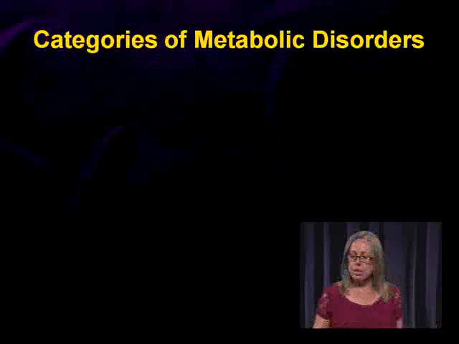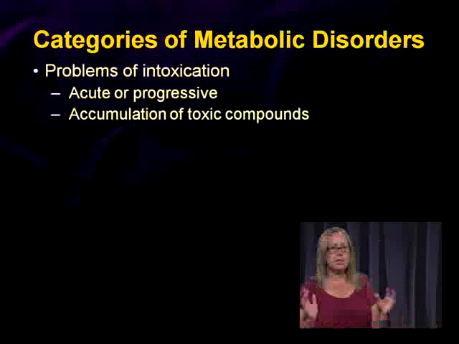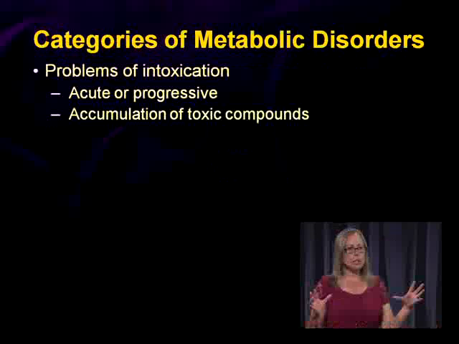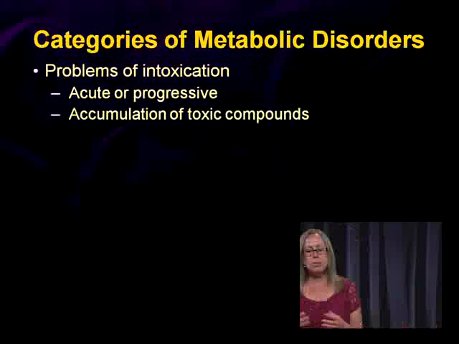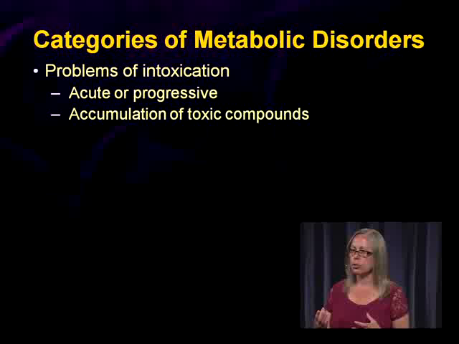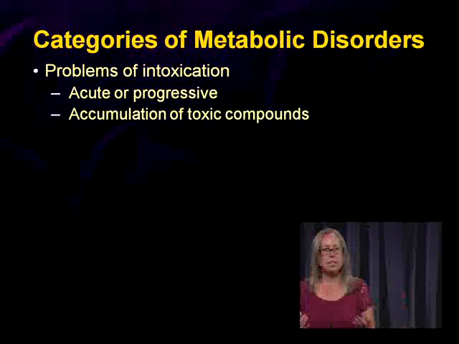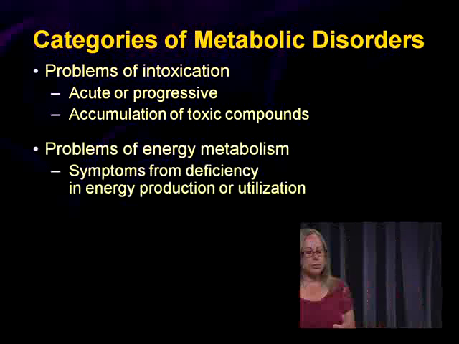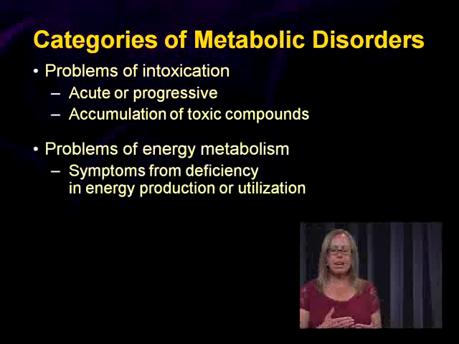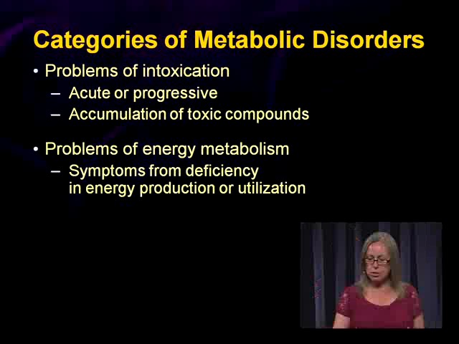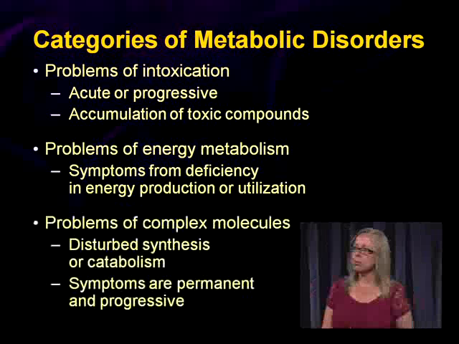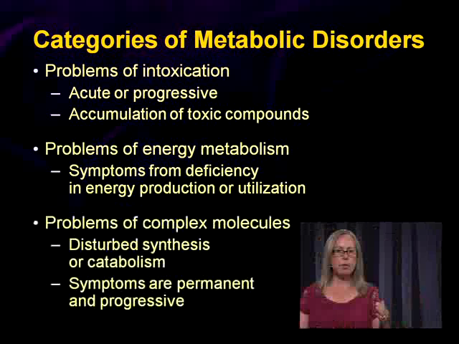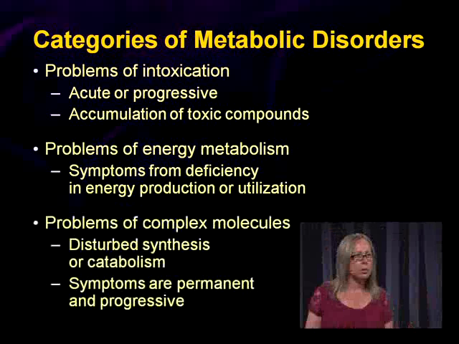So categories. Ways to think broadly about metabolic conditions. Problems of intoxication. These can be acute or progressive, and they're due to an accumulation of toxic compounds. You can have problems of energy metabolism. So the symptoms are not from having too much of something, but not having enough of something else. So you're not getting enough energy out of the system. And then you have problems of complex molecules. So either you have problems with synthesizing a complex molecule or breaking it down. And the symptoms for these are permanent and progressive.